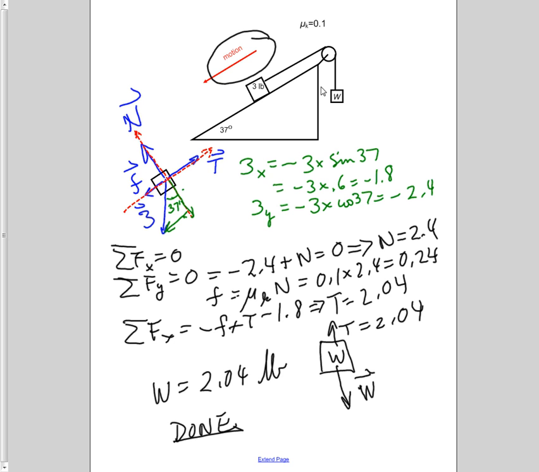Okay, what you will find is that the weight has to be different for it to go with constant speed this way and for it to go constant speed this way. And I will tell you what the answer is that you should come up with. In that situation, the weight is 1.56 pounds. Okay, so the new weight should be 1.56 instead of 2.04. Okay? All right, that's it for this example.